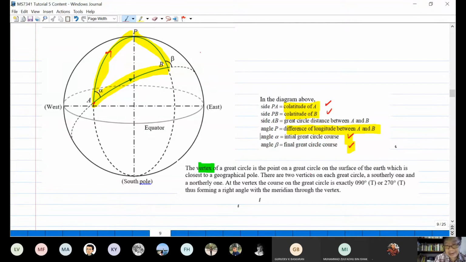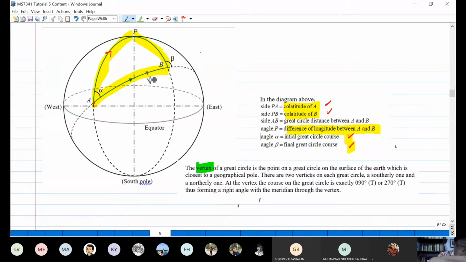Okay, then the next thing I want to mention is called the vertex. You see the word highlighted, vertex. Okay, so the vertex is somewhere here. The vertex is a point along the path A to B where it is nearest to the North Pole. Sometimes it could be nearest to the South Pole, depending on the path. But for this picture, it's the nearest point to the North Pole along the great circle A to B. So somewhere here there's a vertex. You can call this V.